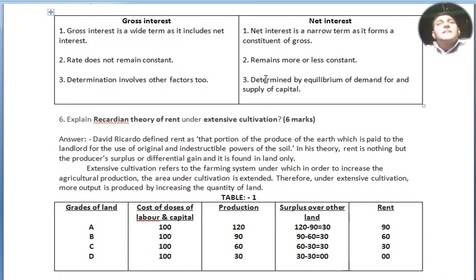Difference between gross interest and net interest. Number 1, gross interest is a wide term as it includes net interest. Net interest is a narrow term as it forms a constituent of gross interest. Number 2, the rate does not remain constant under gross interest. Under net interest, the rate remains more or less constant. Number 3, under gross interest, determination involves other factors too. Under net interest, it is determined by equilibrium of demand for and supply of capital.